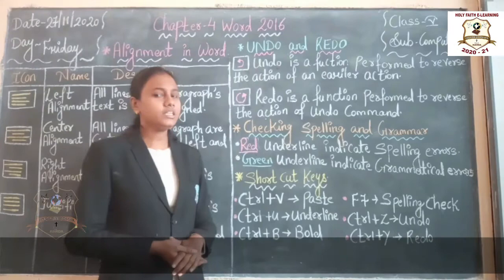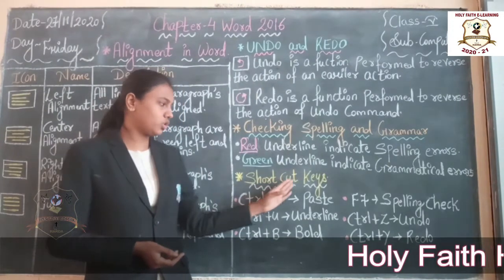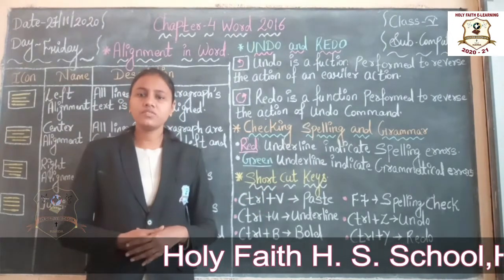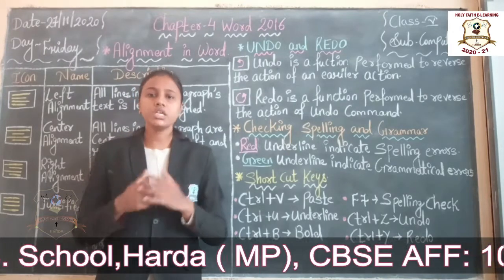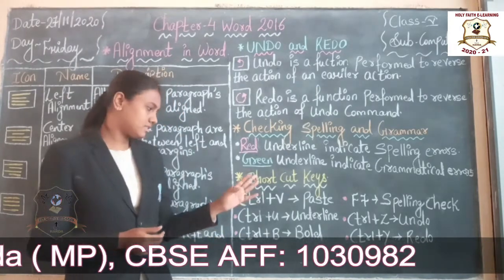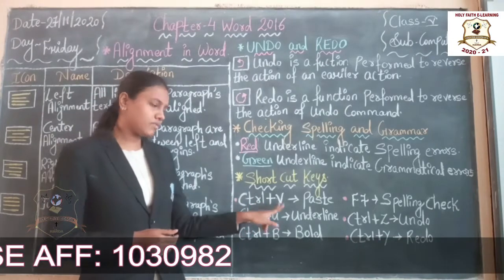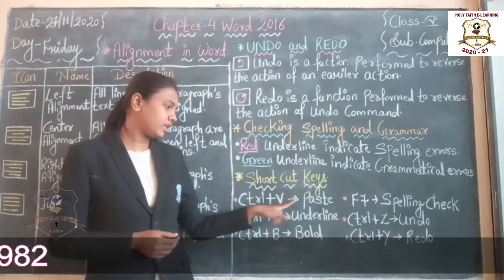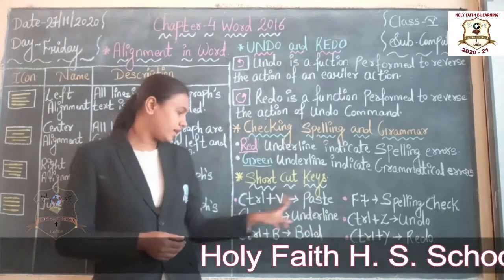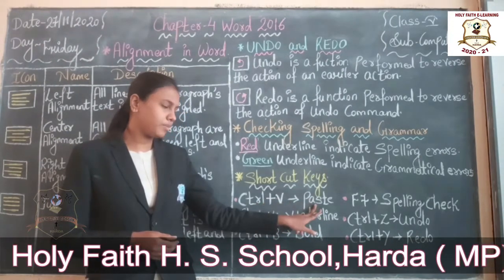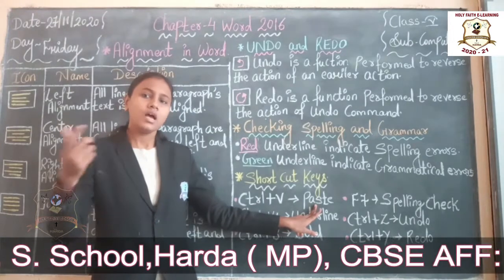Now let's see about the shortcut keys. Some shortcut keys are also there which we can directly use from the keyboard. Which ones are they? Let's see. First one, Control plus P. When you press Control plus P, it means paste. It means you want to paste. You can paste one text from another place.